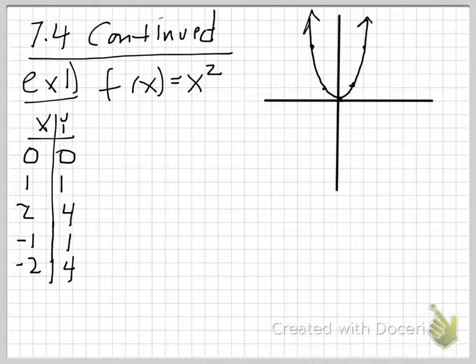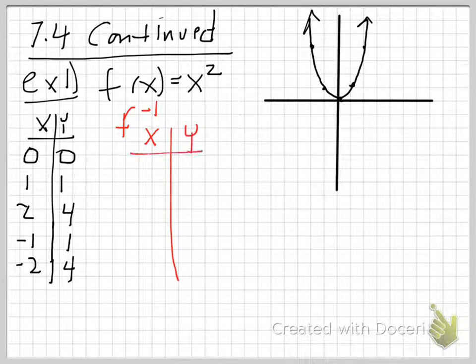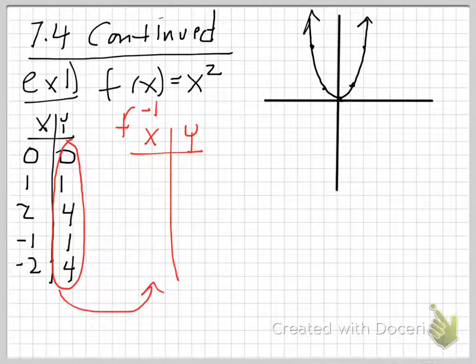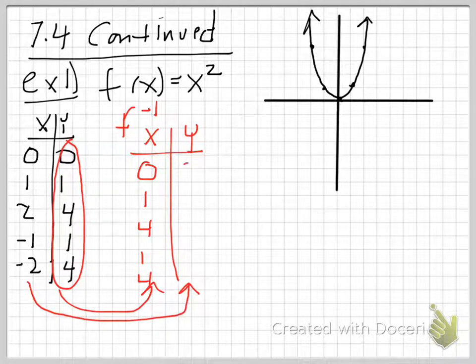Now, if I wanted to do the inverse relation, let's maybe use red. If I wanted to do f inverse of x, remember what we did last time is we just switched the x and the y values, right? So if I did that, the old y values, or the original range, becomes the domain of the inverse. So I would have 0, 1, 4, 1, 4, and then the corresponding outputs for those inputs would be the original domain. So 0, 1, 2, -1, -2.